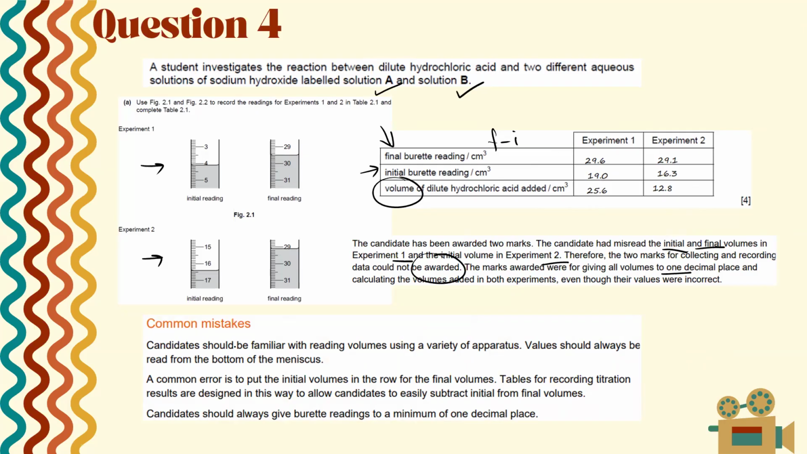Common mistakes. Candidates should be familiar with reading volumes using a variety of apparatus. Values should always be read from the bottom of the meniscus. A common error is to put the initial volumes in the row for the final volumes. Tables for recording titration results are designed in this way to allow candidates to easily subtract initial from final values. Candidates should always give burette readings to a minimum of 1 decimal place. Okay, so you have to mention a minimum of 1 decimal place, otherwise your marks will be deducted.